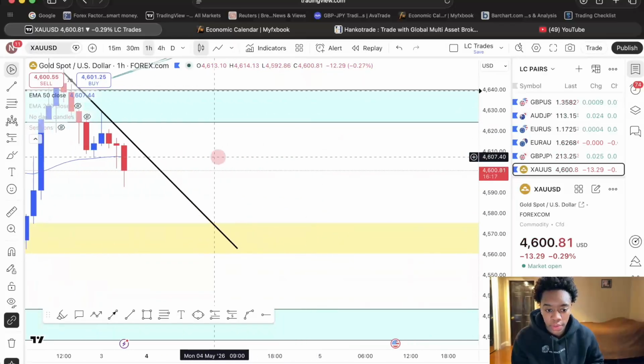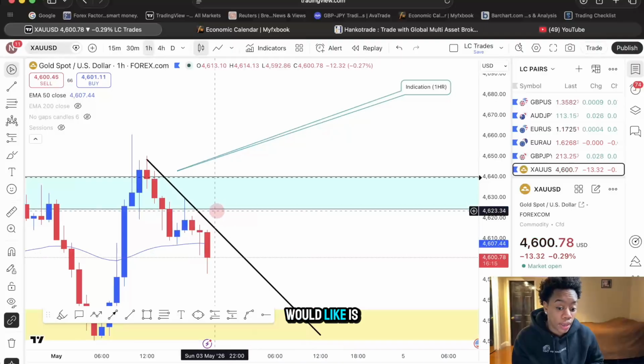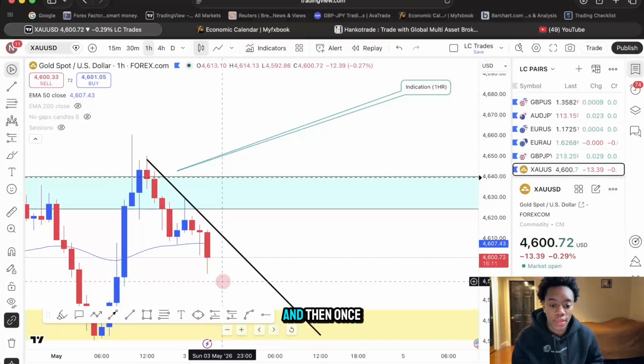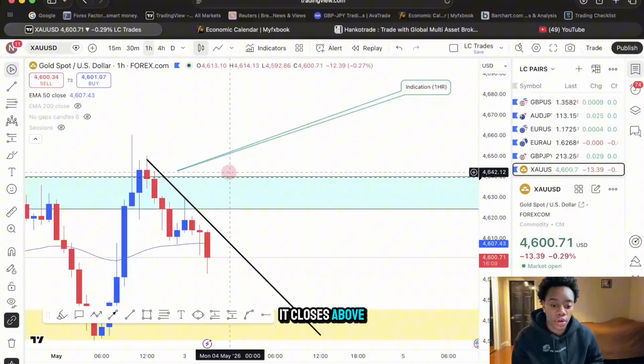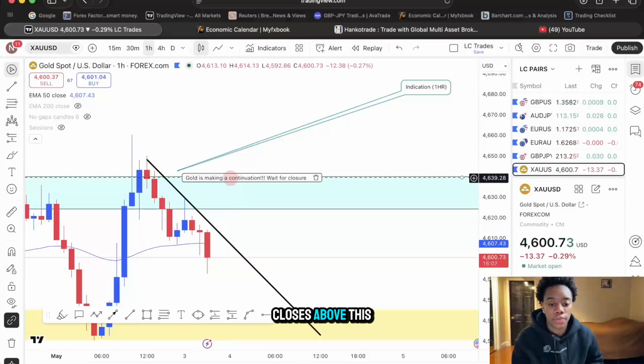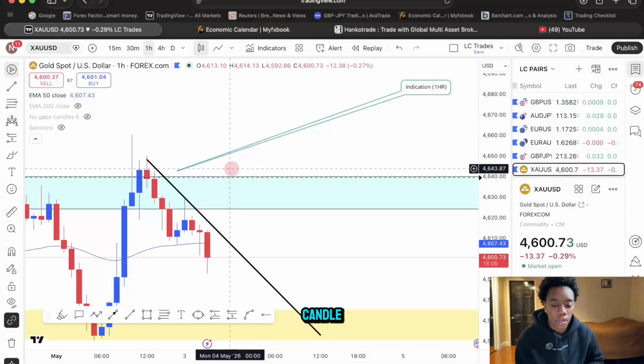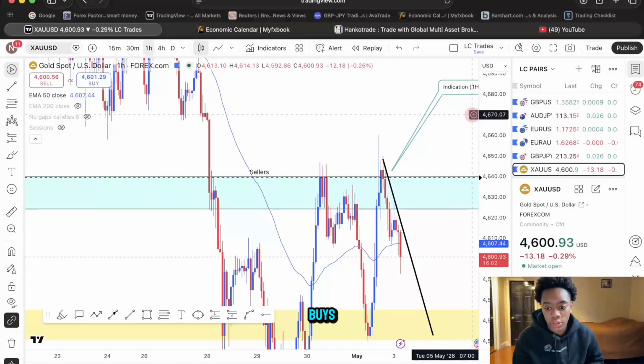So what I really would like is for gold to break above this trend line. That would be one confirmation. And then once the candle closes above this box, that'll be our continuation candle, and we can hop in for buys.